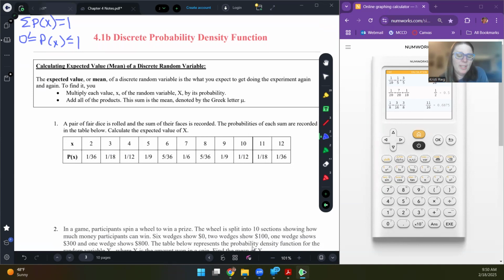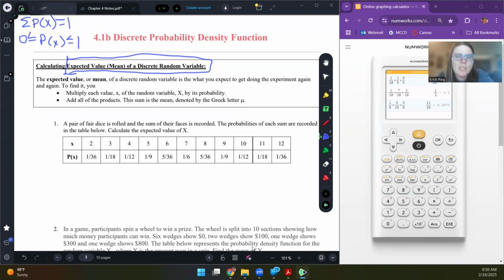We're going to calculate the expected value or mean of a probability density function. I don't know why I made that box so big. So this is like literally putting everything together. We talked about expected value in chapter 3. We talked about mean in chapter 2. We talked about discrete random variables in the last video, chapter 4. We're putting all of those concepts together.